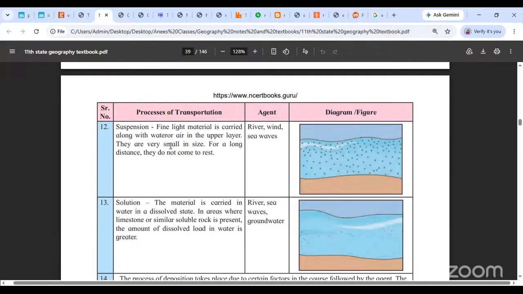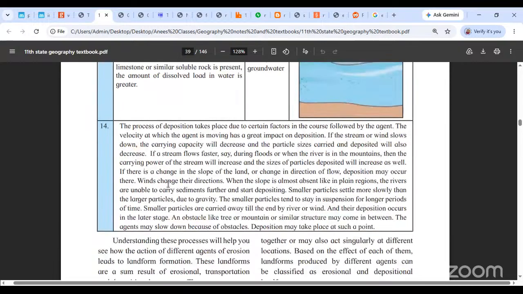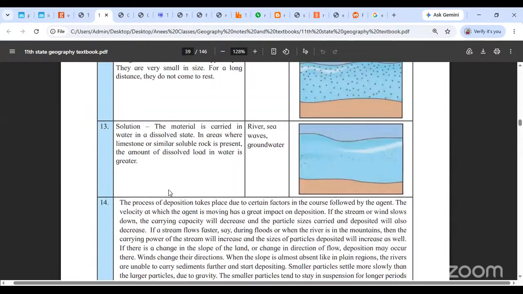And solution माने they are dissolved in the water and carried forward with the water. Okay, so now these have to have some sort of liquid in it. So this is all rivers, sea water, groundwater, ये वाले agents हैं यहाँ पे. Okay, and deposition का process नहीं होता है. Deposition के लिए ना you need the agent to really slow down. Okay, you want the agent to really slow down.